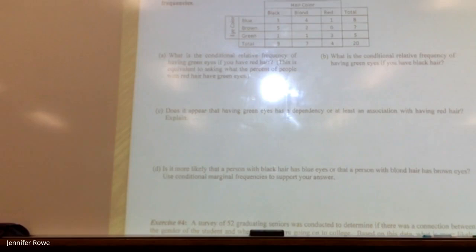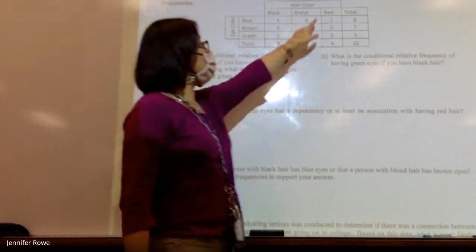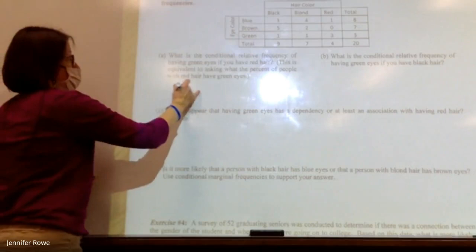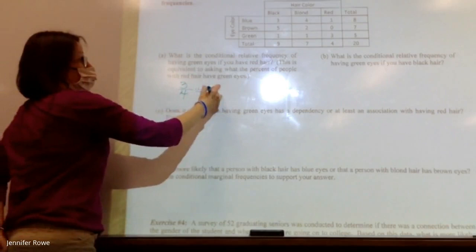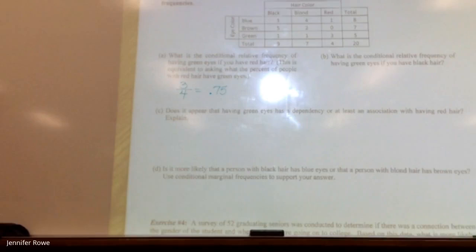Okay, so how many people have red hair? Four. That's going to be the bottom number because there are only four kids who have red hair. Okay. Now, if you have red hair, how many of those have green eyes? Three. So, what is the conditional relative frequency? 75%. That's pretty strong, I would say, don't you think?